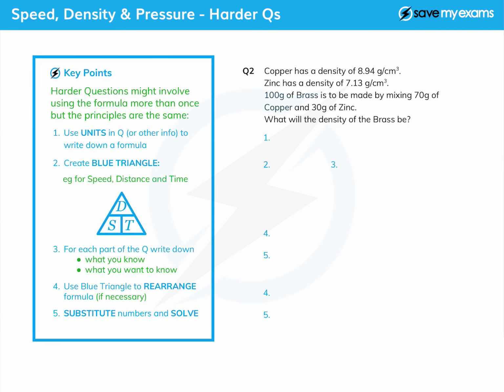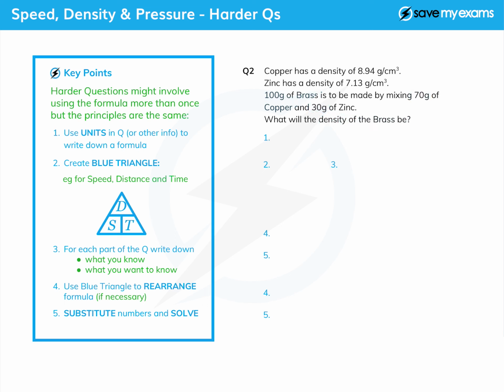Here we're talking about, if we read the question, density. Okay, and we're given the density of copper, which is 8.94. We're given the density of zinc, which is 7.13 in the appropriate units. And we're going to mix 70 grams of copper, 30 grams of zinc, which will give us 100 grams of the alloy brass. And we're asked what the density of brass is.